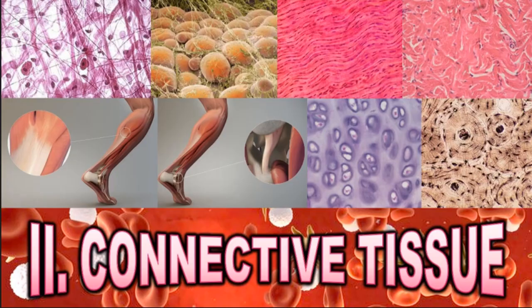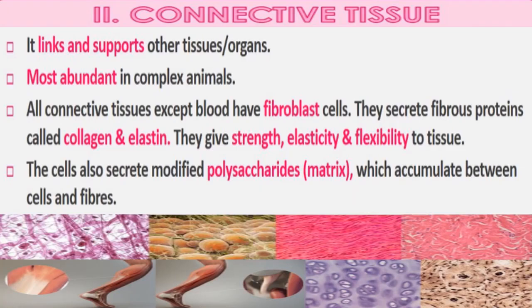Now our next topic is connective tissue. So first of all, you need to know what is a connective tissue. Connective tissue links and supports the other tissues or organs. Okay, so this is the main function of connective tissue, that it links any two tissues together, and it supports any other tissue or organ. And connective tissues are found most abundant in complex animals. Okay, this is the most abundant tissue, you can say, which is found in complex animals, in higher animals.